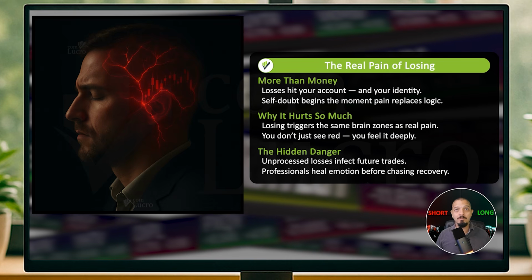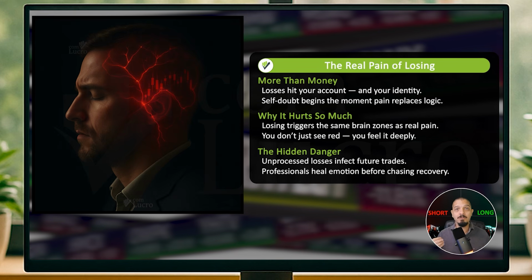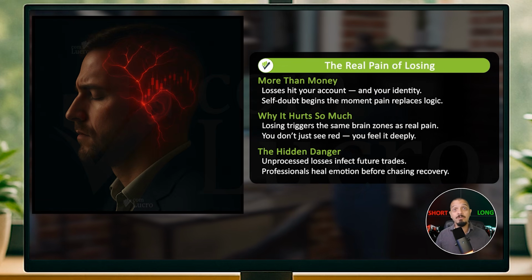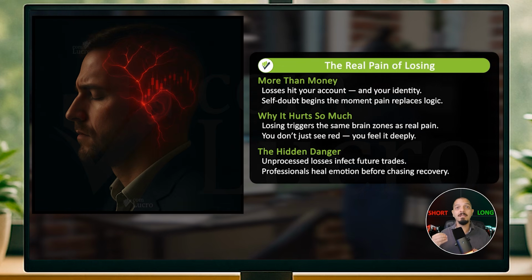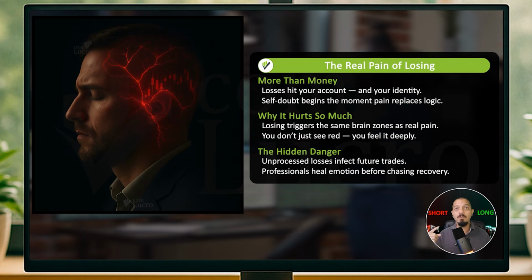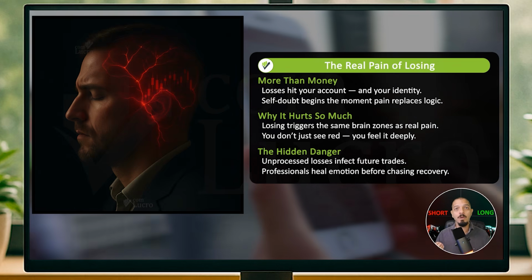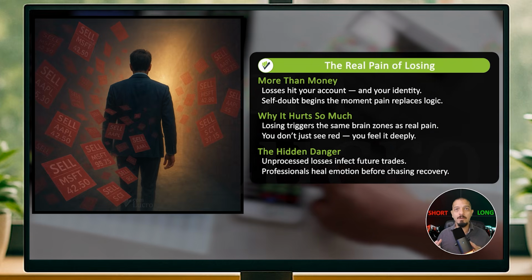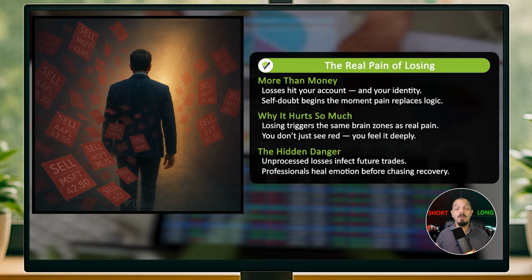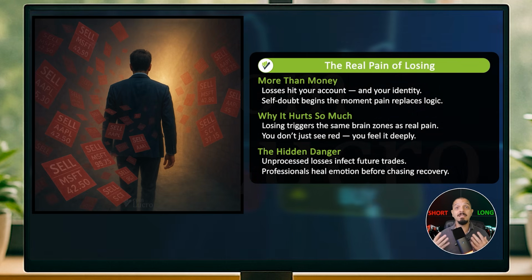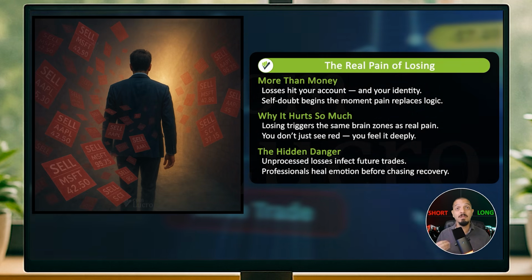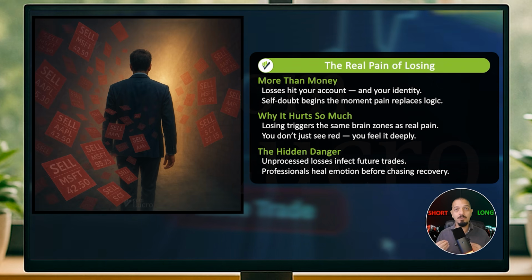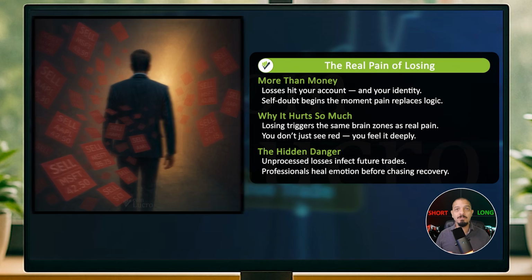Psychologists have shown that losing money activates the same areas of the brain as physical pain. That is why you do not just see a red trade, you feel it. It is a punch to your confidence. And when the pain of that loss stays unresolved, it does not just affect one trade. It infects the next ones too. That's why professionals treat emotional pain seriously. They know the real damage does not come from the loss itself, but from the emotion left unresolved. One unprocessed loss can lead to weeks of hesitation, revenge trades, or impulsive decisions.